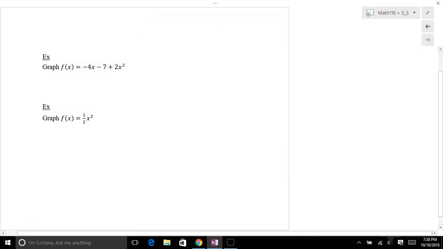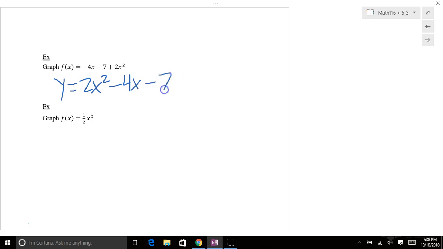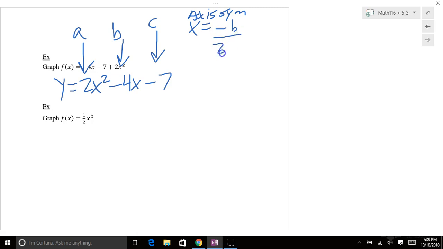So here's another one. You've got y equals, now you have to write this in order: 2x squared. The x squared has to go first, then the minus 4x, then the minus 7. So here's your a, your b is negative 4, and your c is negative 7. So you start out again with the axis of symmetry, x equals negative b over 2a, so we can find the vertex.